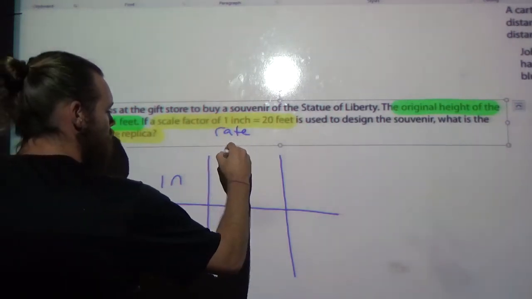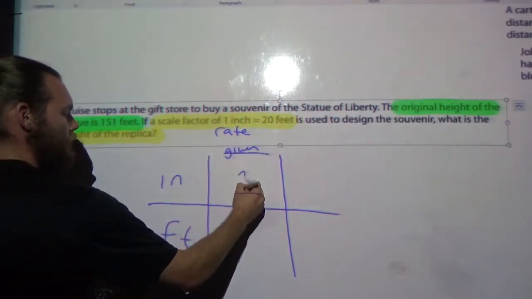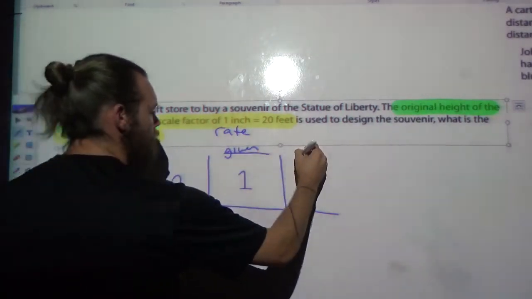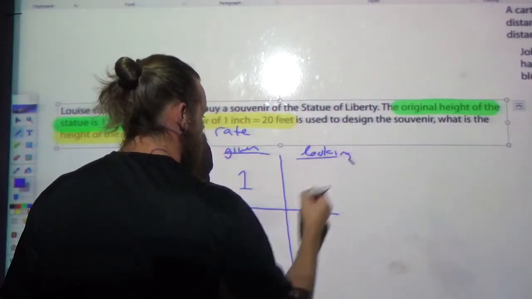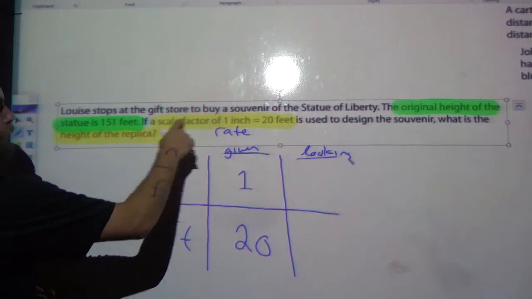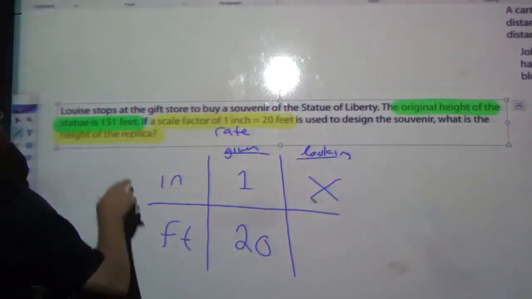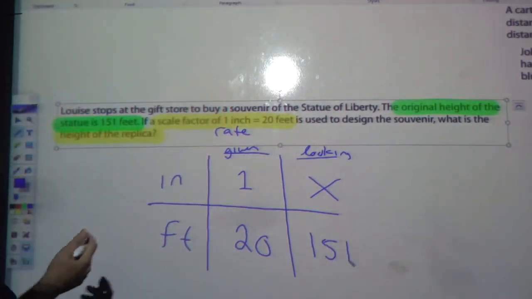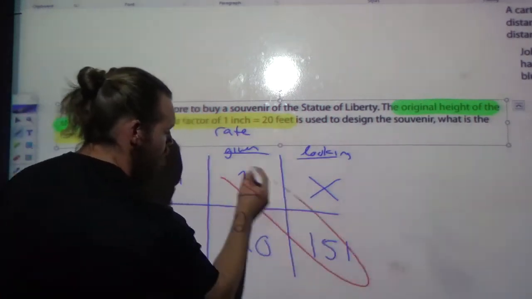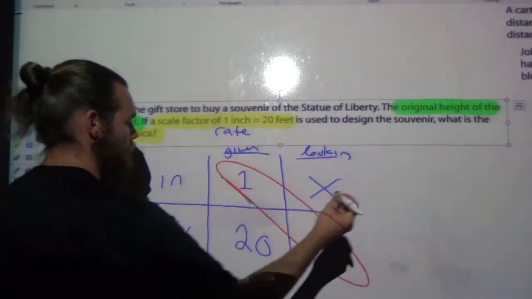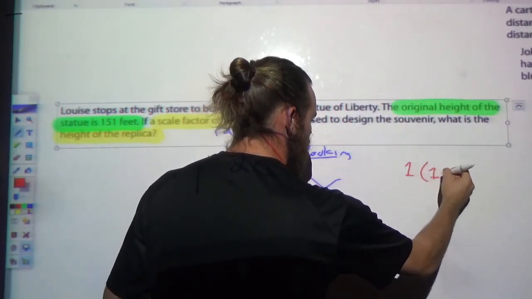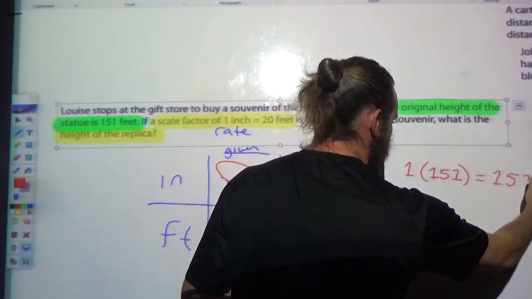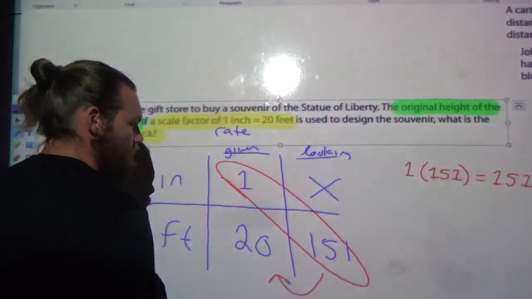Okay? What you're given goes next. We're given 1 inch to 20 feet. And then they gave us what you're looking for. So we're looking for the height of the replica, which is going to be in inches. And then they give us another 151 feet. Okay? Just like you've done before, we cross multiply and divide. 151 times 1 gives you 151. And then divide by what's left.